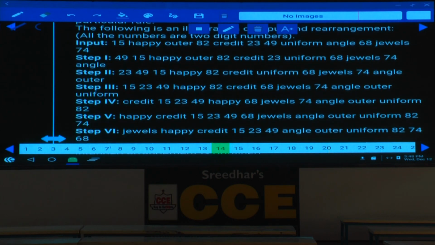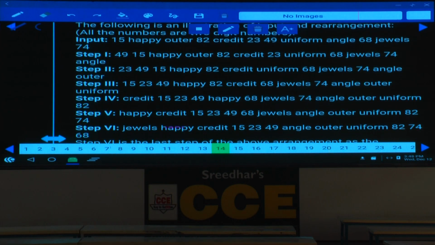In order to identify that pattern, now we need to find out input and step 1. Now in the input, what is the change here? 49 is coming to the first place. What is this 49 here? 49 is nothing but the highest odd number. And at the same time, what is the change in this one? Angle. Now see, this angle is the least vowel. Highest odd number arranged at the first place, the least vowel arranged at the last place.